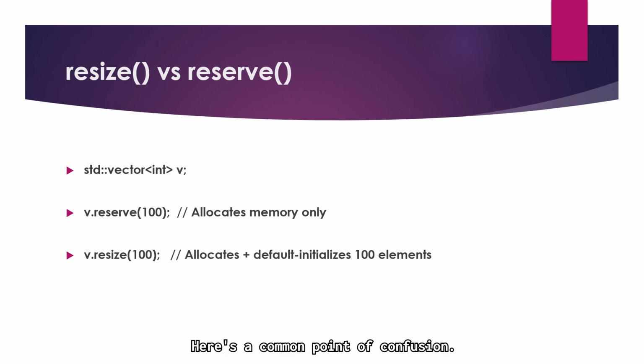Here's a common point of confusion: resize versus reserve. Let's clarify. Reserve 100 allocates memory for 100 elements, but does not add them. The size stays the same, 0 if it was empty. On the other hand, resize 100 actually inserts 100 default-initialized elements into the vector. If you are prepping a vector for incoming data, use reserve. But if you need the elements in place, maybe for initialization or fixed length buffers, go for resize.